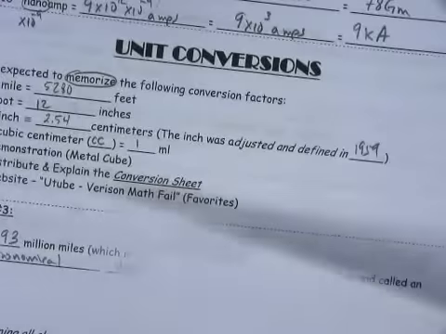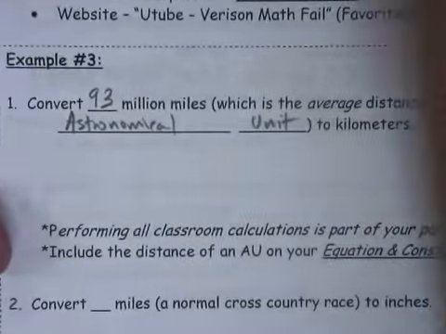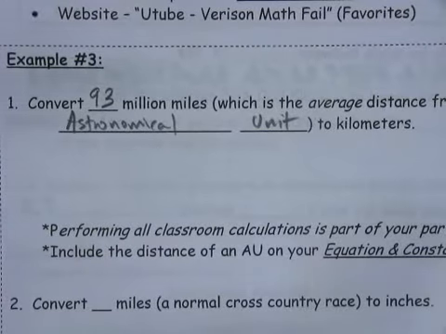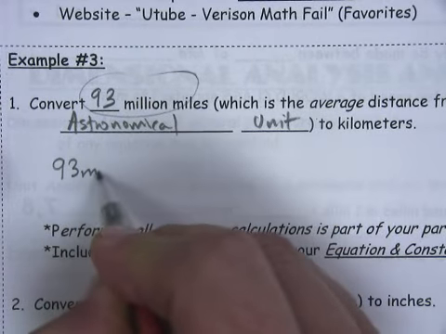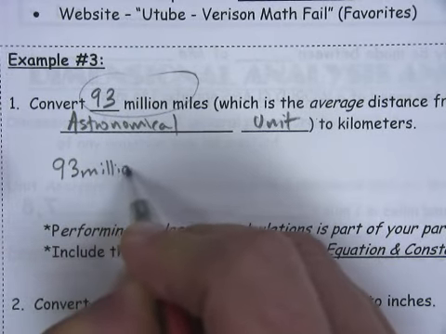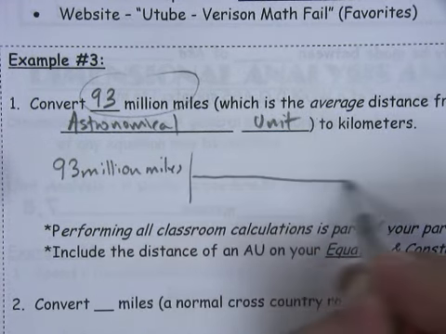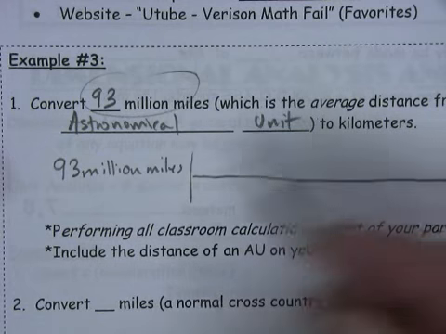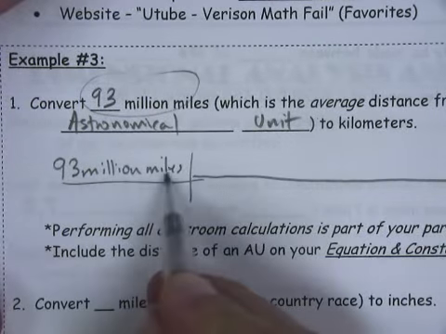And if you have not done this before, it's a little awkward at first, but you'll find out that it will make life really, really nice for you later on. So we're going to start with 93 million miles because that's what they give us. So there's 93 million miles. And the way I show it is with a long line and then a bunch of vertical lines after it. All right, let's just keep in mind this is in the numerator.